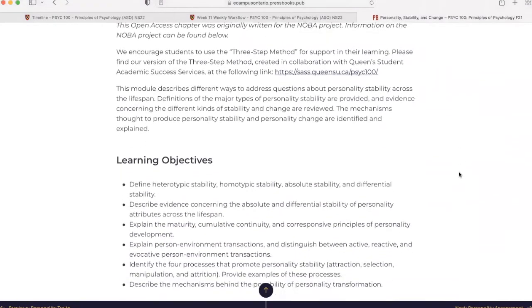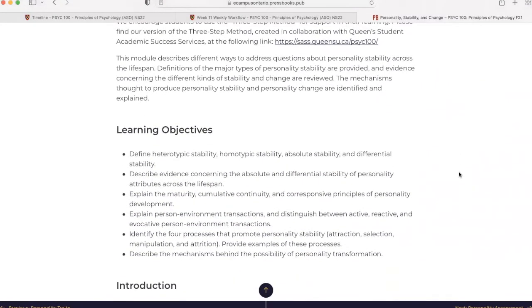This module describes different ways to address questions about personality stability across the lifespan. Definitions of the major types of personality stability are provided, and evidence concerning the different kinds of stability and change are reviewed. The mechanisms thought to produce personality stability and personality change are identified and explained.